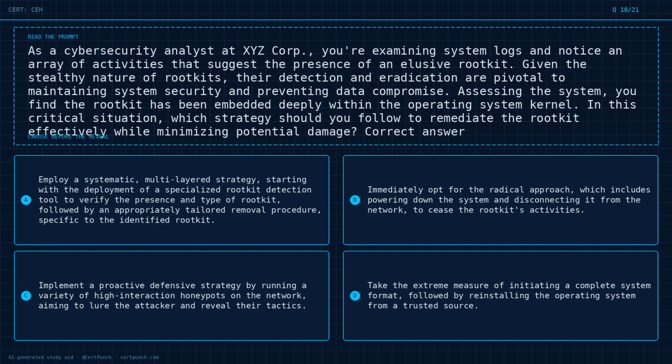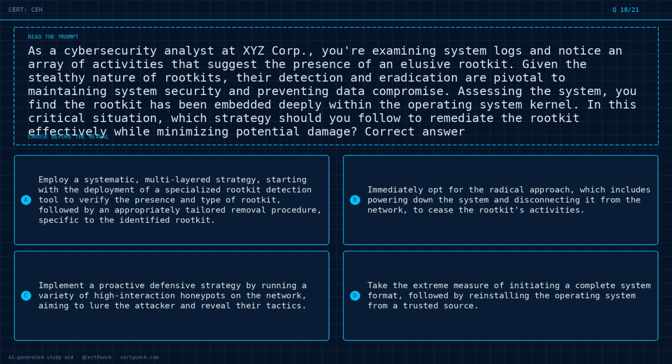Question 18 of 21. As a cybersecurity analyst at XYZ Corp., you're examining system logs and notice an array of activities that suggest the presence of an elusive rootkit. Given the stealthy nature of rootkits, their detection and eradication are pivotal to maintaining system security and preventing data compromise. Assessing the system, you find the rootkit has been embedded deeply within the operating system kernel. In this critical situation, which strategy should you follow to remediate the rootkit effectively while minimizing potential damage?